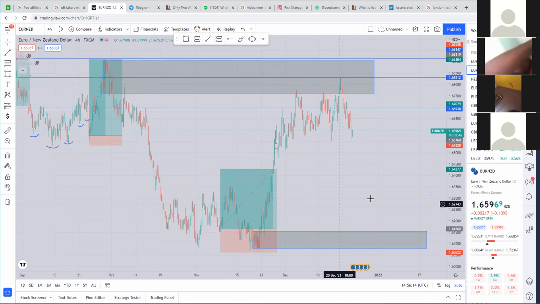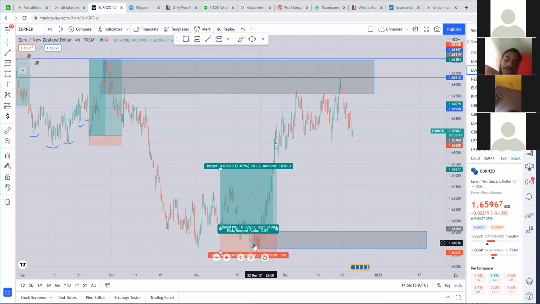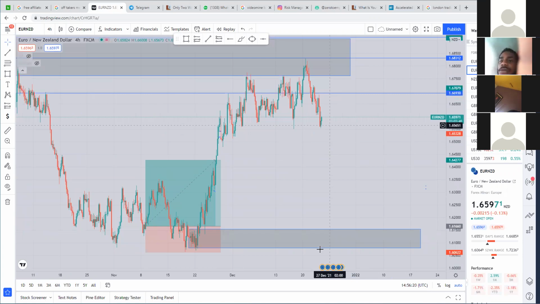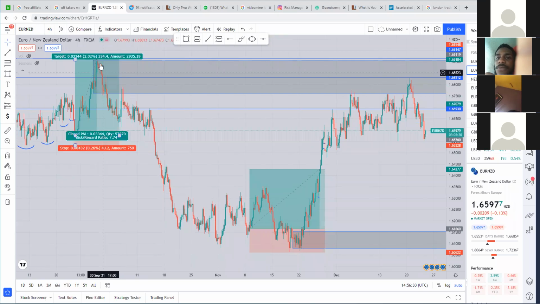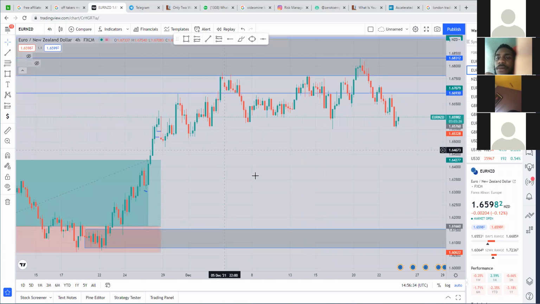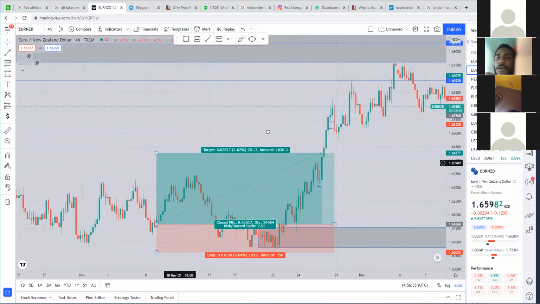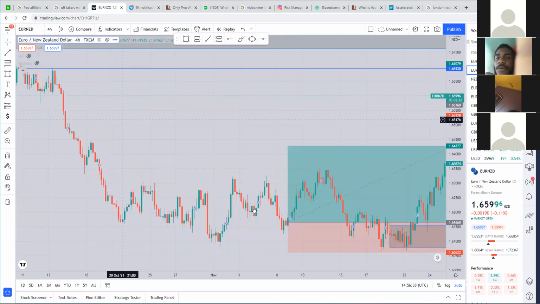Remember that this is an original zone that sponsors this movement upward. So what you are doing is that if the market gets back to this place, you are buying it again. Now, the market got to this original zone, the major zone. Can you see what I'm showing you guys? This was a major zone that sponsored this.